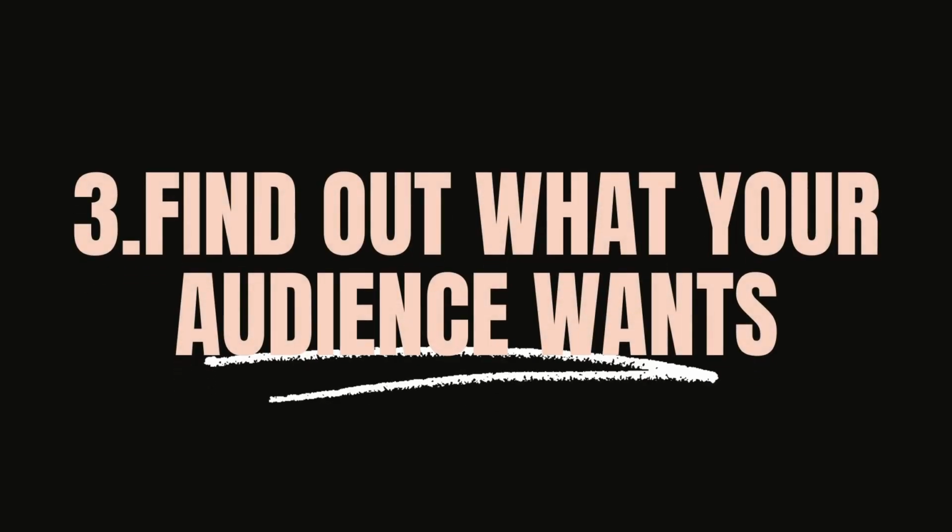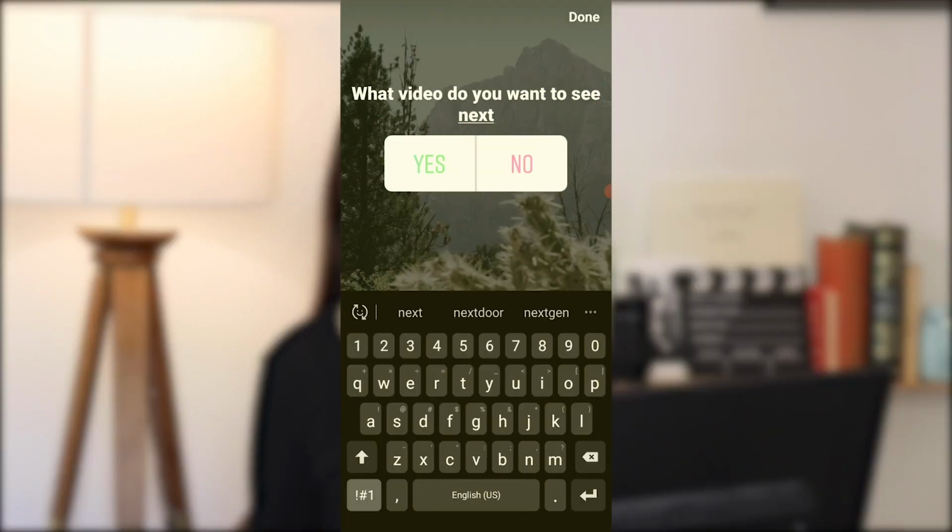All right, method number three is to find out what your audience wants to see. If you have an existing audience, even if it's small, you can literally ask them what videos they want to see. I see big YouTubers do this all the time. At the end of one of your videos, just ask your viewers to comment what they want to see next. You can also put a poll card in one of your YouTube videos, or if you have an audience on Instagram, you can put a poll in one of your Instagram stories.